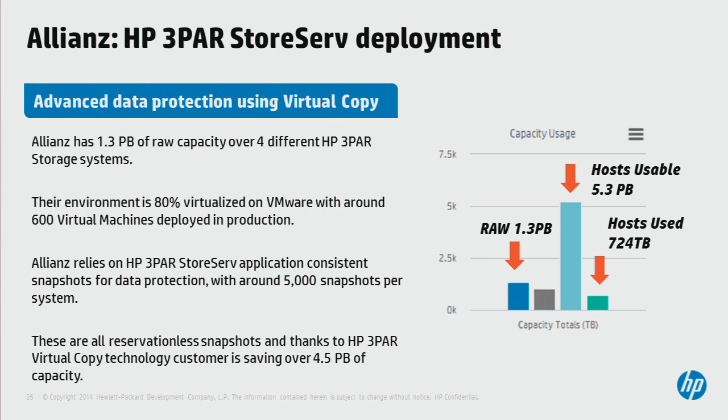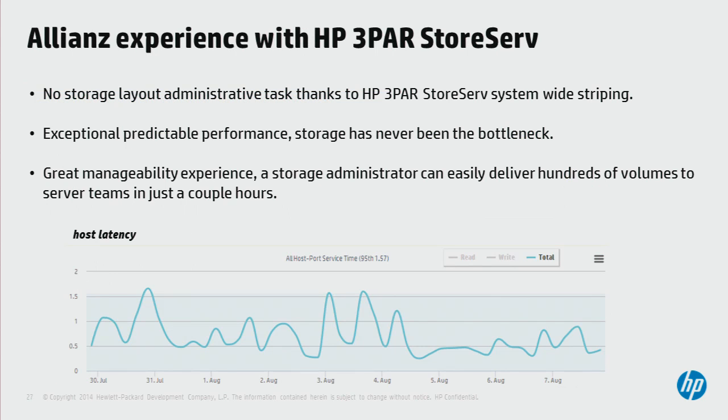Out of this, they're getting huge savings. If they had to use cloning, or reserve space for the snapshots, they would have had to purchase around 5.3 petabytes of physical storage. But they don't, because they're relying on all the good things they're getting out of the 3PAR architecture. So why don't you tell me a bit about your experience with 3PAR?